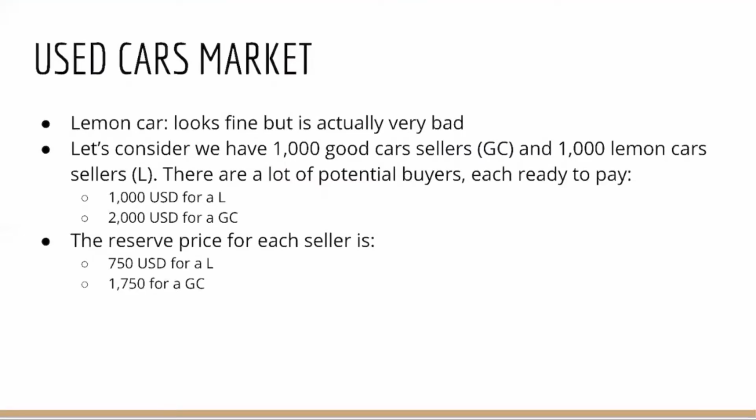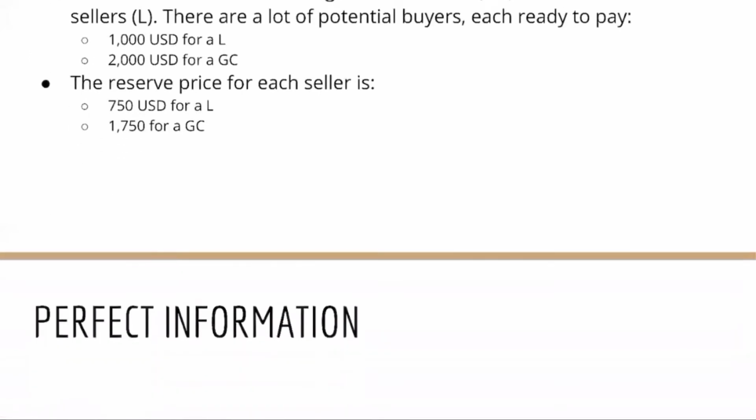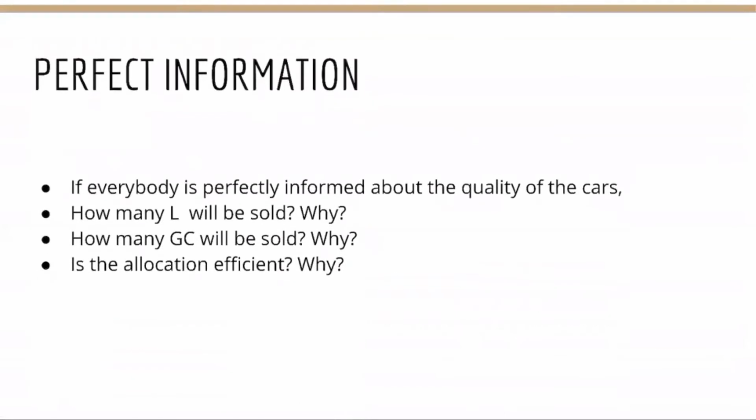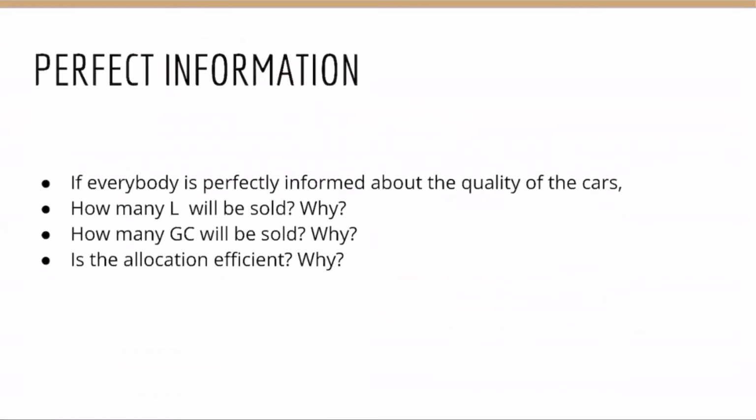And basically, we will consider three scenarios that will help you understand what is information asymmetry and how it works. So the first scenario is perfect information. Basically, everybody is perfectly informed about the quality of the cars. How many lemons will be sold and why? How many good cars will be sold and why? And is it efficient?